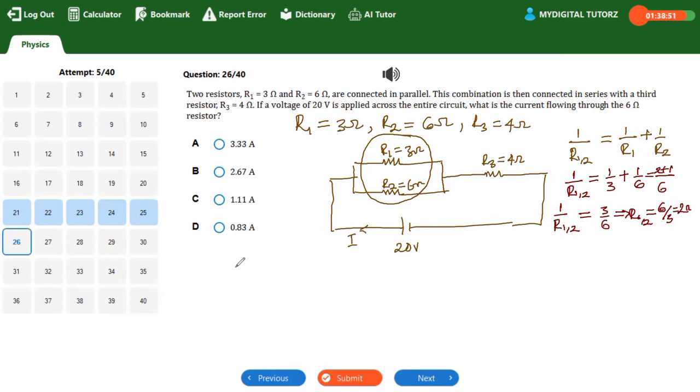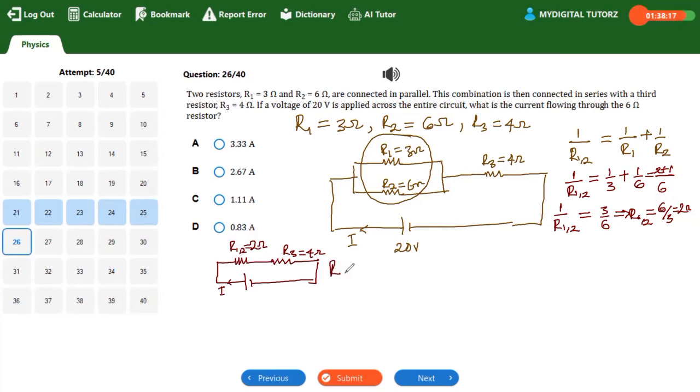So our circuit now becomes, the whole of these two resistors become single. So the whole of the resistor becomes R1,2, which is now equal to 2 ohms. Now connected to the R3, which is 4 ohms, all of these connected to my 20 volt. So my current is I here. When resistors are in series, what do we do? We just sum them together.